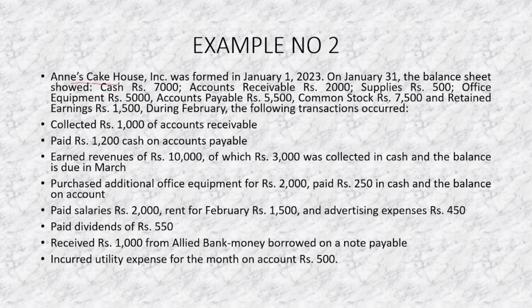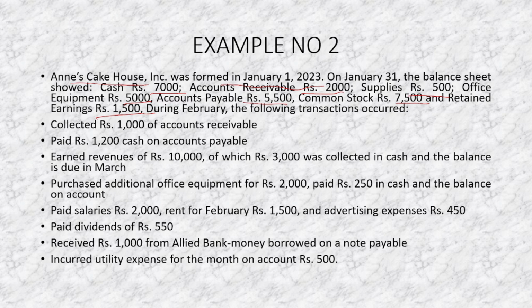Annie's Cake House was formed in January 2023, and on January 31st, the balance sheet showed that cash is 7,000, accounts receivable is 2,000, supplies 500, office equipment is 5,000, accounts payable is 5,500, common stock is 7,500, and retained earnings is 1,500. Now, during February, the following transactions had occurred.